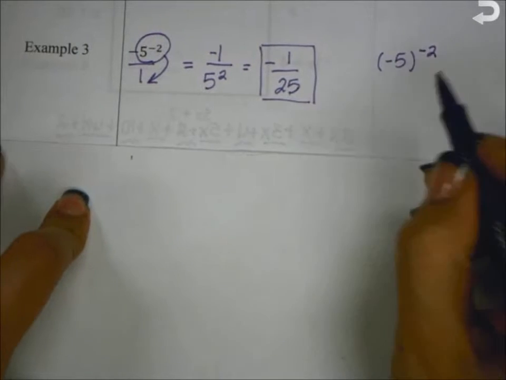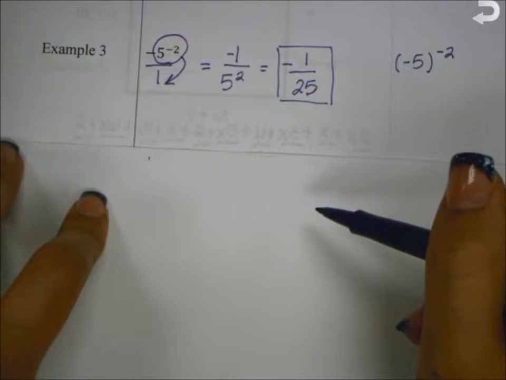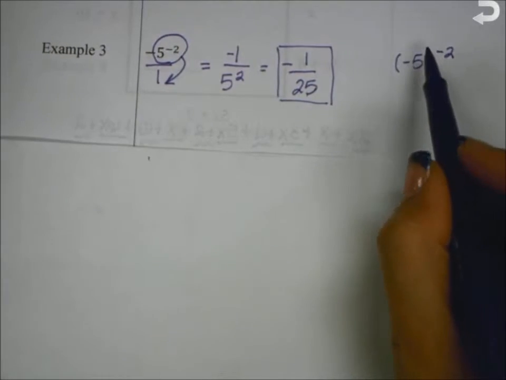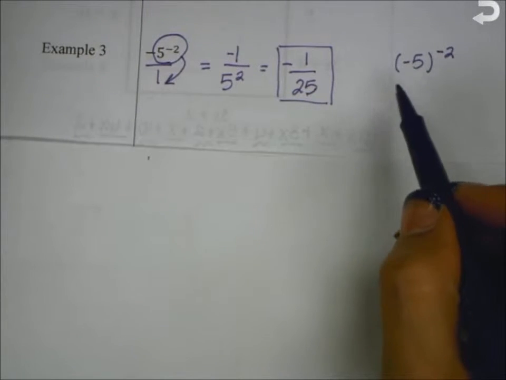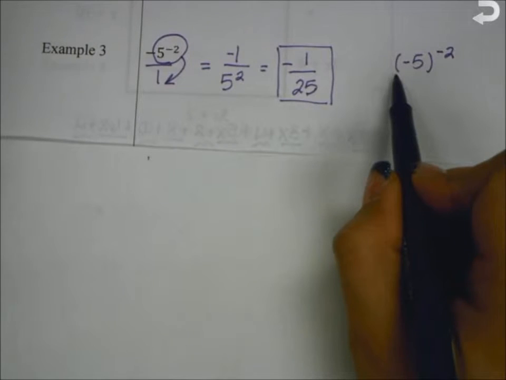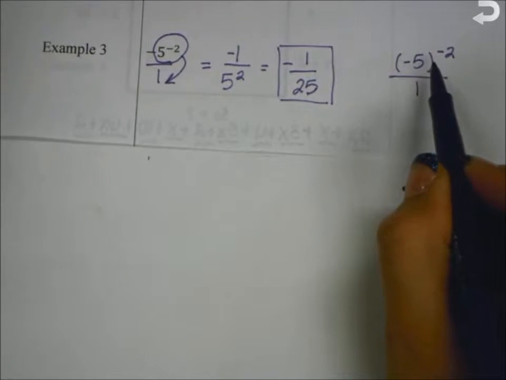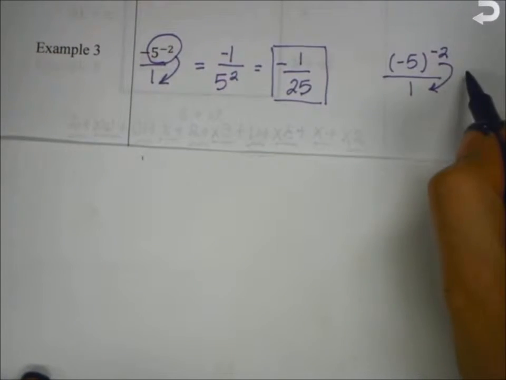Now, what is the negative 2 attached to? Is it attached to the positive 5 or is it attached to the parentheses? It's attached to the parentheses. So who didn't pay their rent this time? Everything inside the parentheses. So everything moves downstairs. And this becomes what? Who's living upstairs? Just a 1.